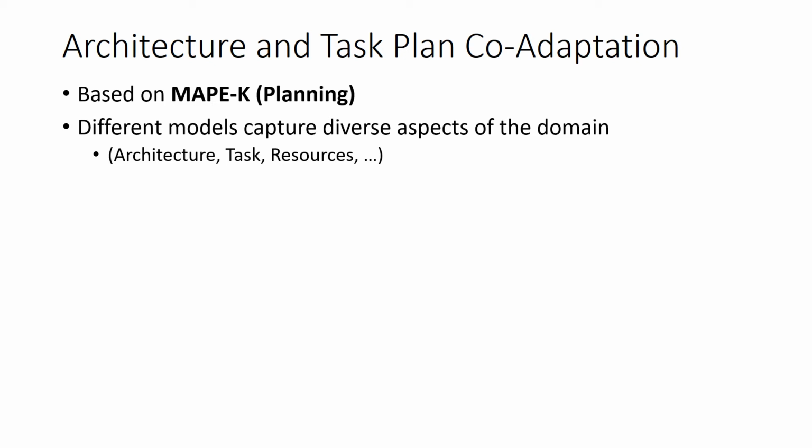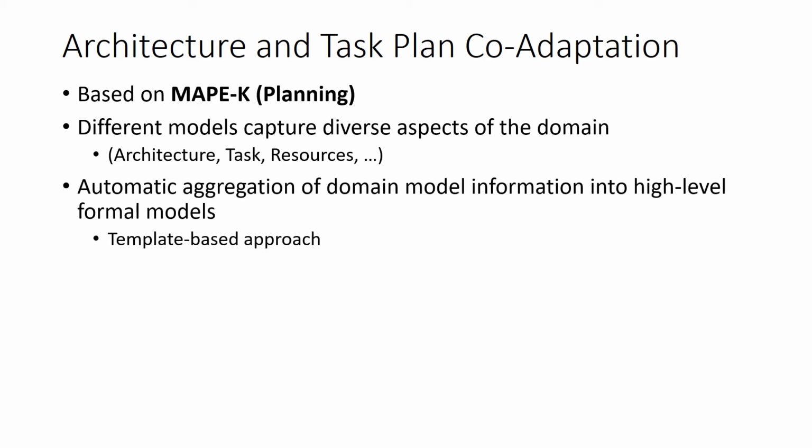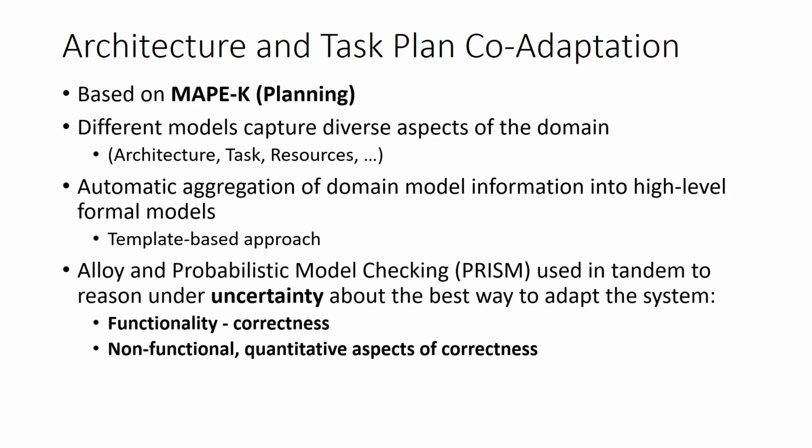From these models, we are able to extract pieces of information that are employed to populate formal model templates that are then used as input to different formal analysis tools integrated in the planner. Concretely, our approach is instantiated using Alloy and the probabilistic model checker PRISM. These are used in tandem to reason under uncertainty both about the functional correctness of the adaptation plans generated as well as about non-functional aspects of correctness, which are analyzed quantitatively.